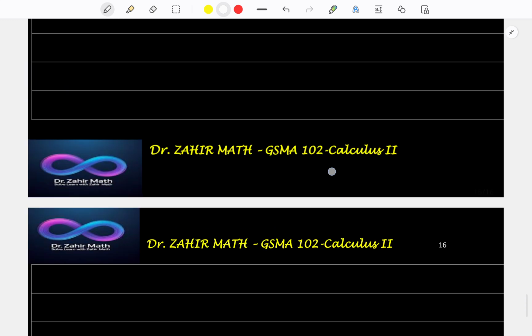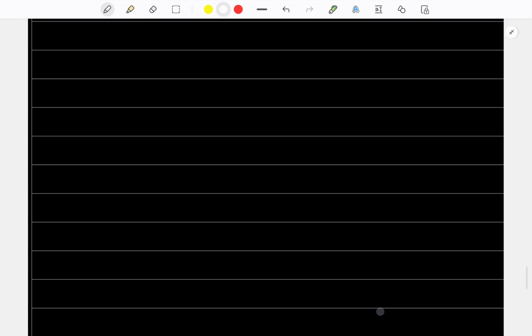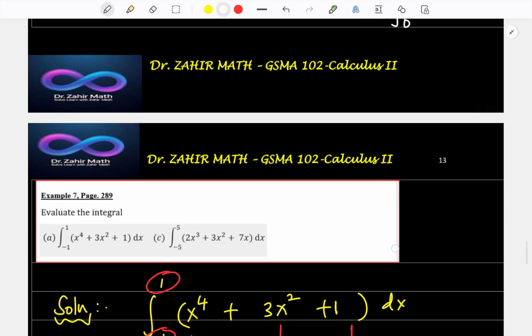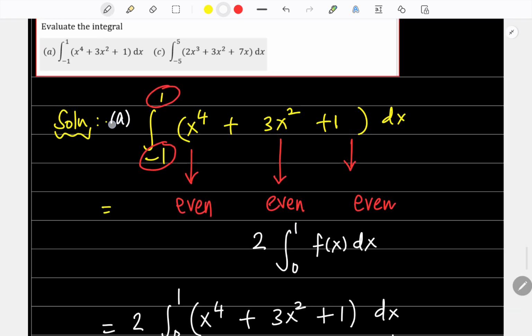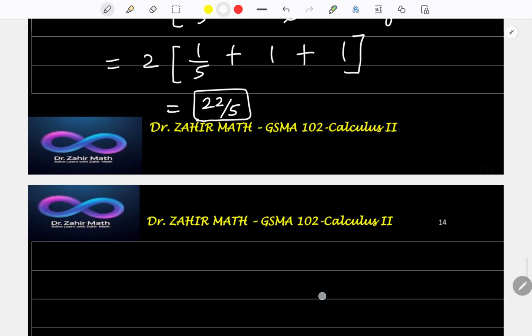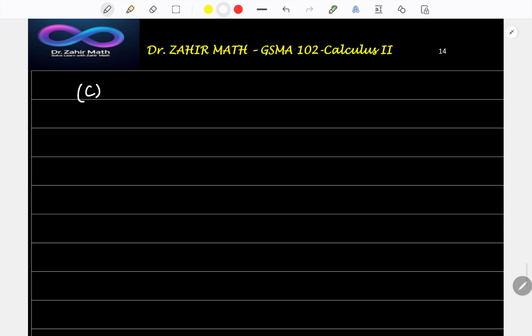I think one more question is there. I didn't put it. Just a minute. Yes, the C question is here; the A question is this one and C is here. Let me write the C question. Integral from minus 5 to plus 5 of 2x cube plus 3x square plus 7x times dx.